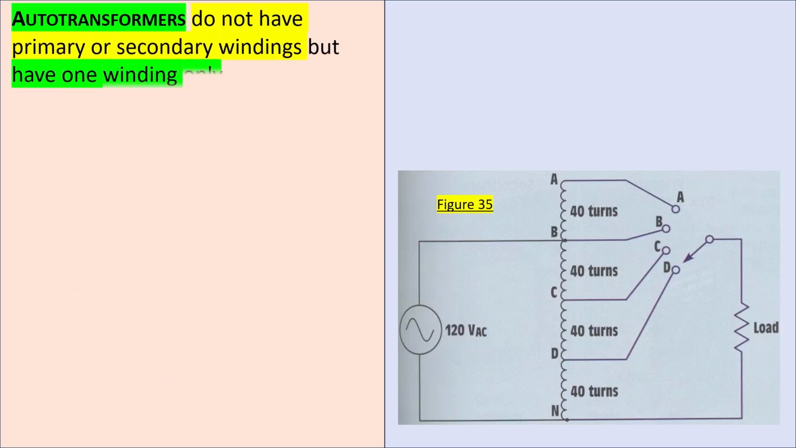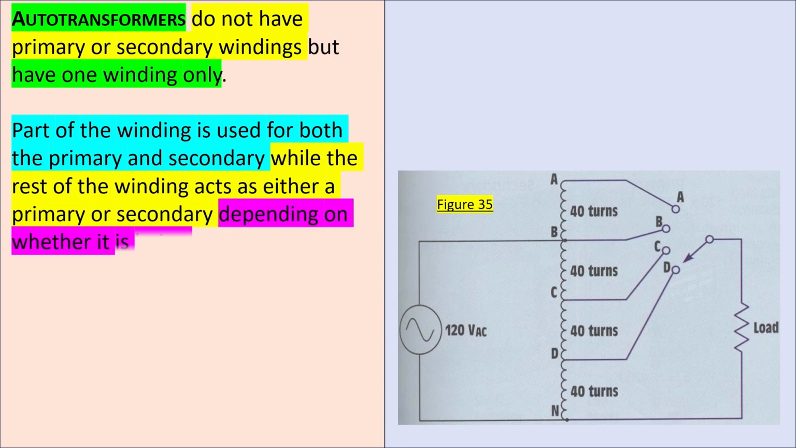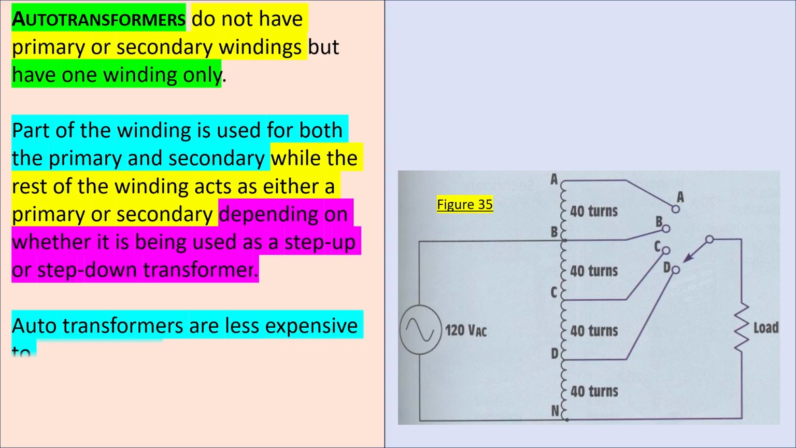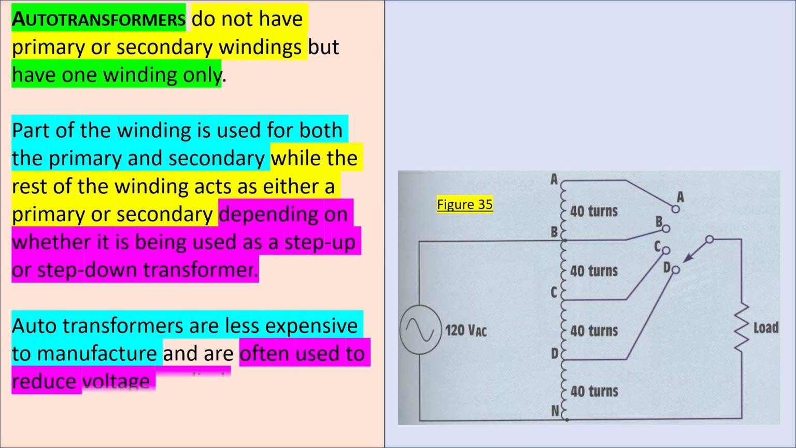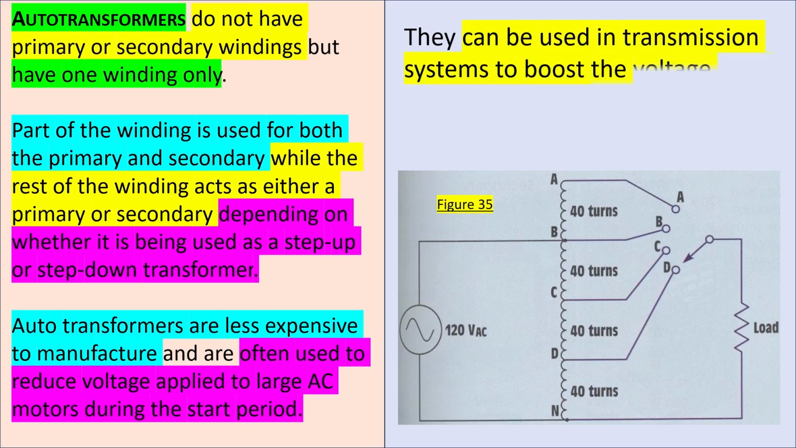Auto transformers do not have primary or secondary windings, but have one winding only. Part of the winding is used for both the primary and the secondary, while the rest of the winding acts as either a primary or a secondary, depending on whether it is being used as a step-up or step-down transformer. Auto transformers are less expensive to manufacture and are often used to reduce voltage applied to a large AC motor during the start period. They can be used in transmission systems to boost the voltage back to the transmission levels.